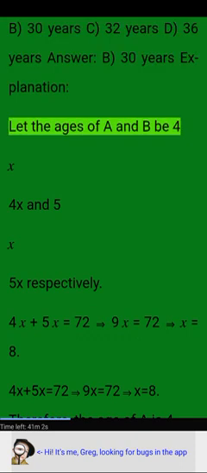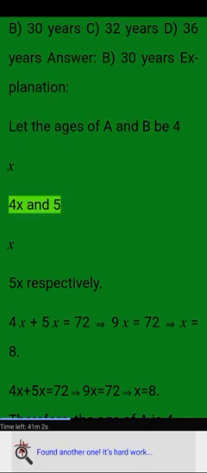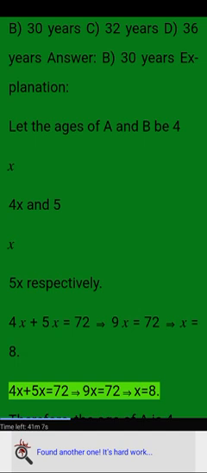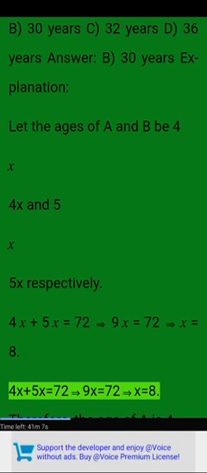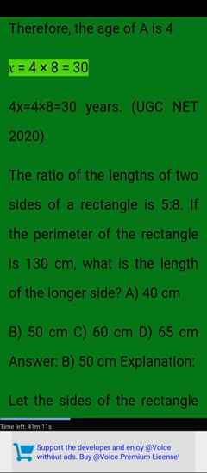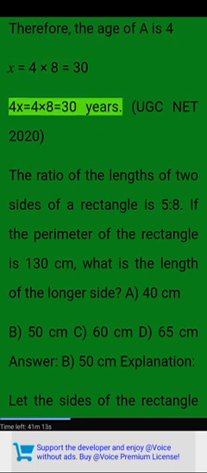Let the ages of A and B be 4x and 5x respectively. 4x plus 5x equals 72, so 9x equals 72, so x equals 8. Therefore, the age of A is 4x equals 4 times 8 equals 30 years.